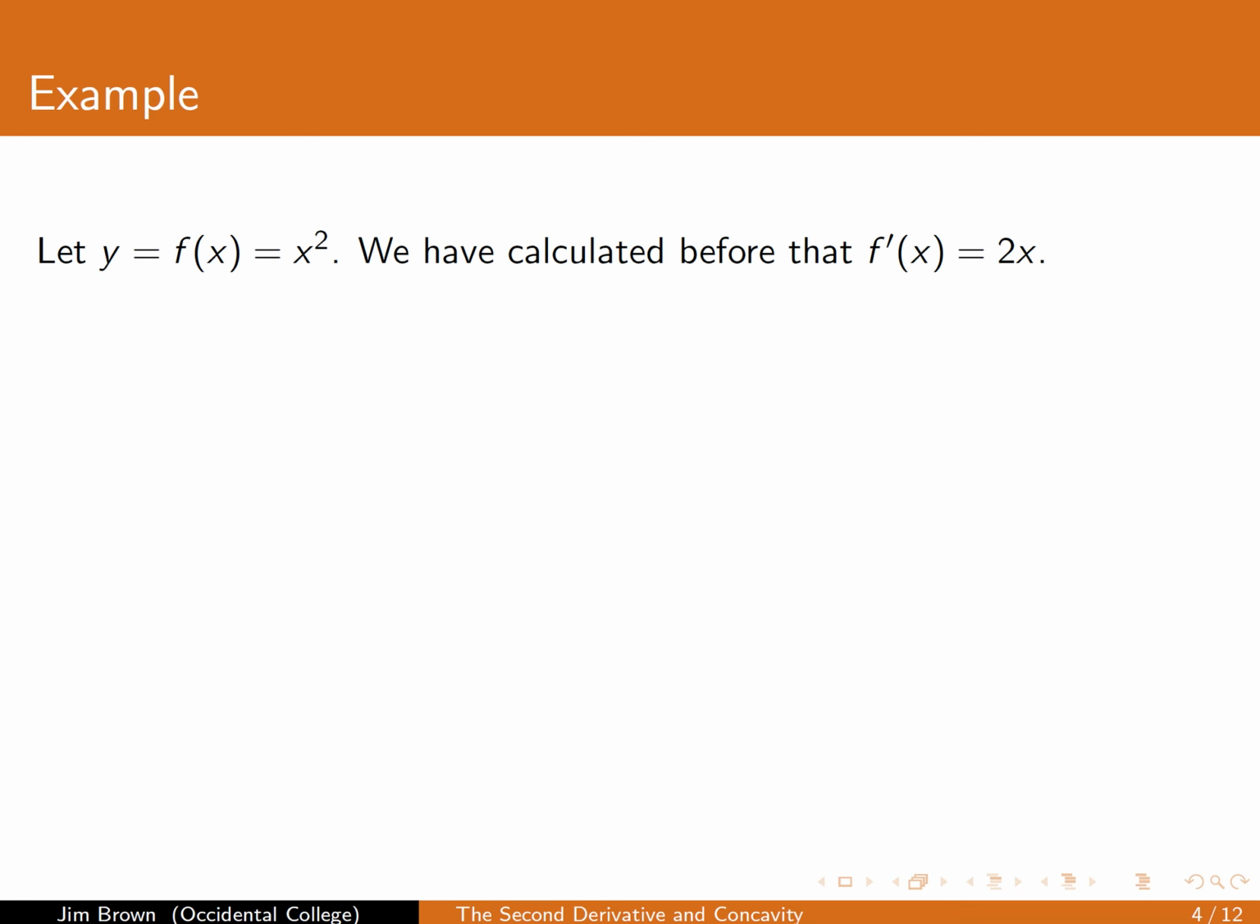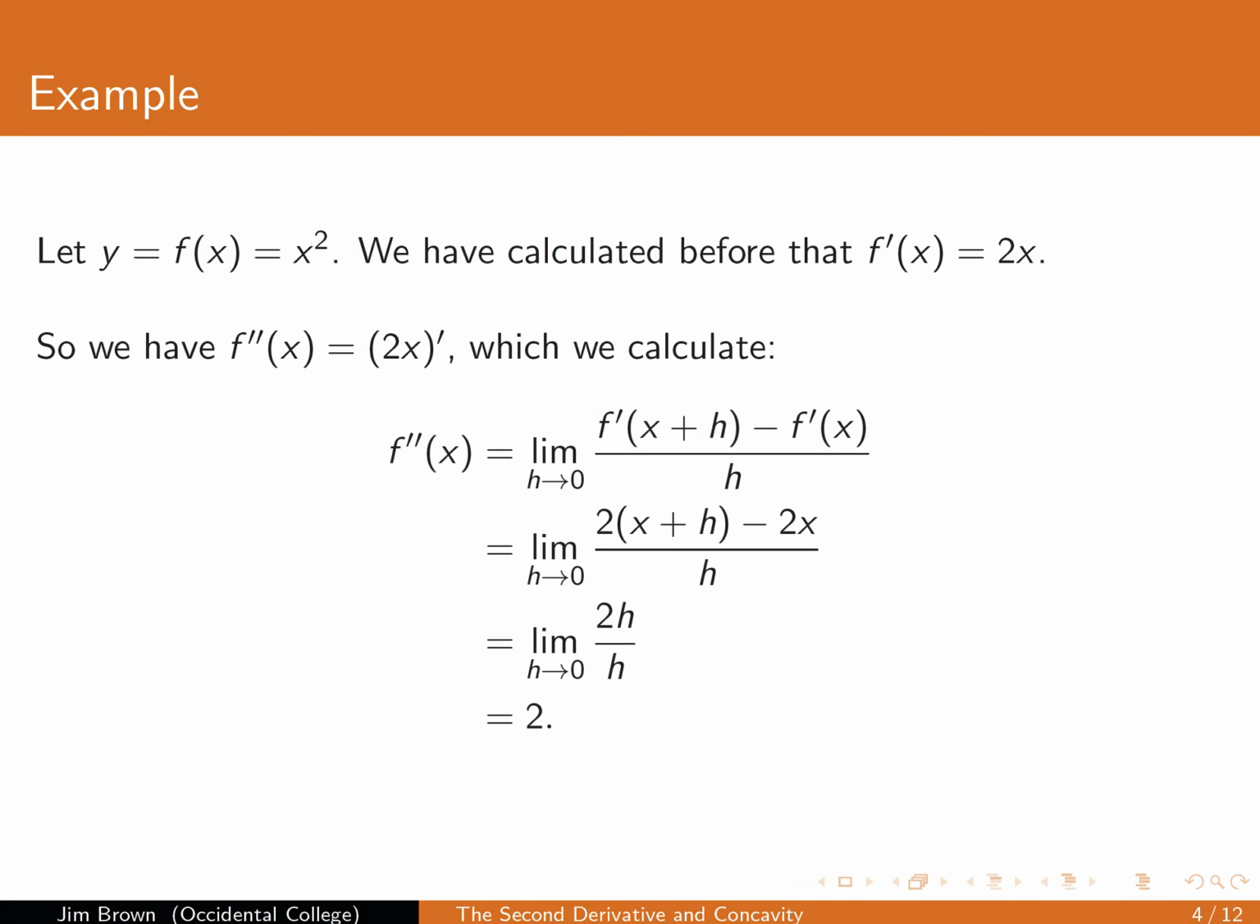So let's take a simple example of y equals x squared. Now we've calculated before, just using the limit definition of the derivative, that the derivative of x squared is just 2x. And if you don't remember that calculation, it'd be a good idea to pause the video here and go ahead and carry that calculation out and convince yourself that the derivative is 2x. So now if I want to calculate the second derivative, I want to take the derivative of the derivative. So that means I want to take the derivative of 2x. So let's go ahead and calculate that.